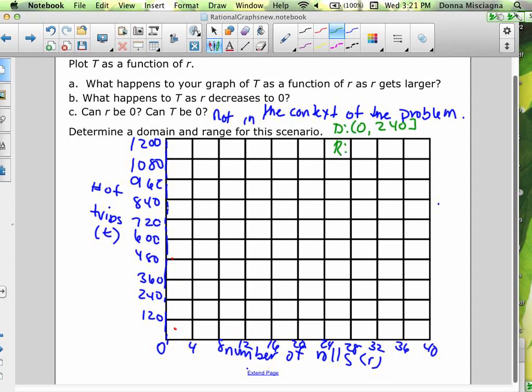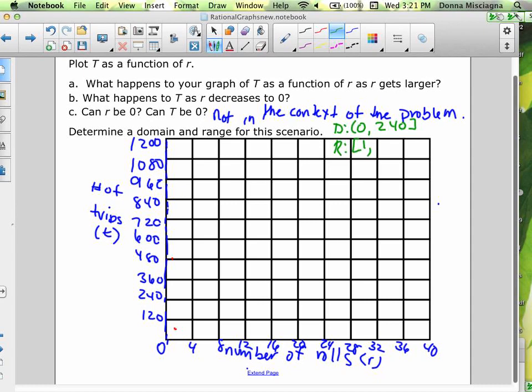So R, the range, is the number of trips. So what would be the least number of trips? 1. Now we can't say we took a half a trip. What's a half a trip? That doesn't have any meaning. So we could take 1 trip, and that would be the truck.